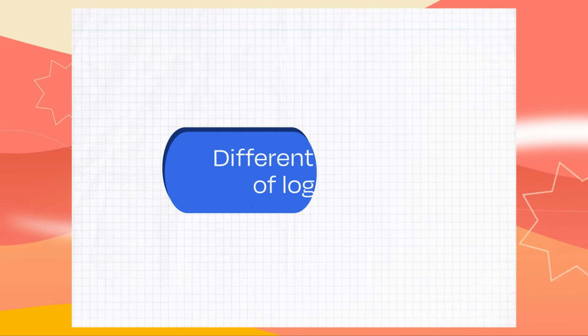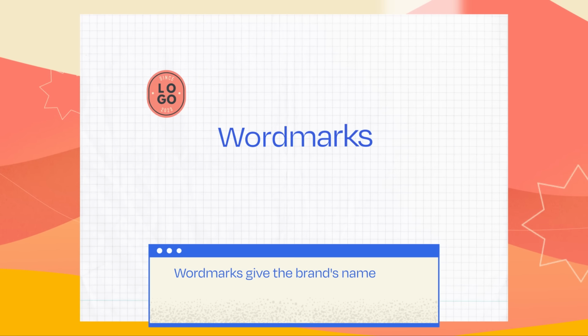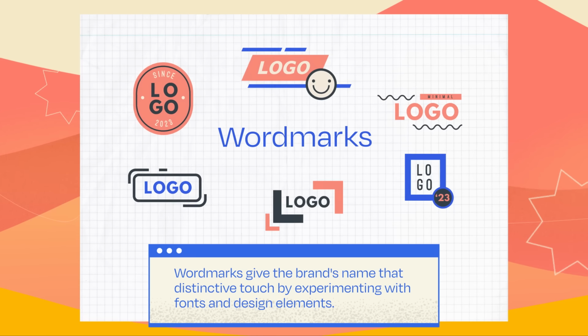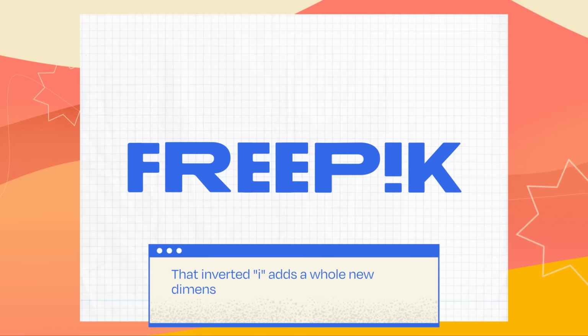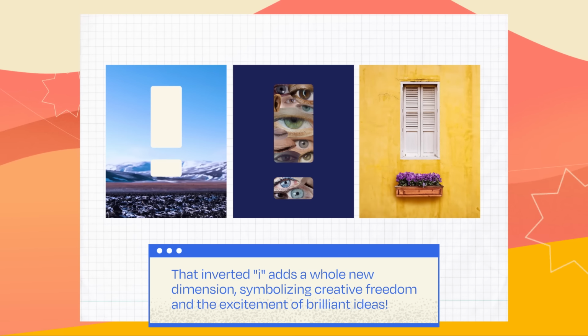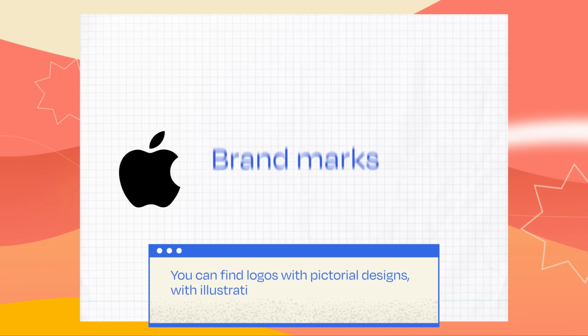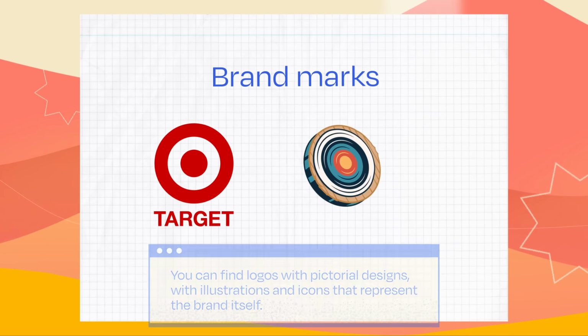Let's start with the different types of logos that we can find in a branding design catalog. Wordmarks give the brand's name that distinctive touch by experimenting with fonts and design elements. Just look at Freepik's logo. That inverted eye adds a whole new dimension, symbolizing creative freedom and the excitement of brilliant ideas. That's not all. You can find logos with pictorial designs, with illustrations and icons that represent the brand itself.